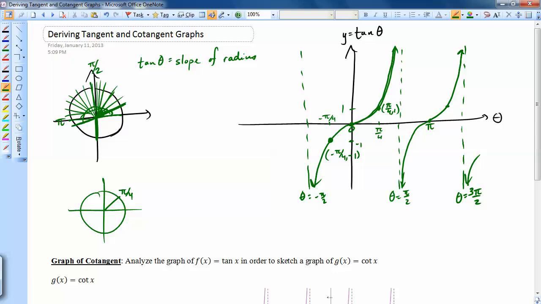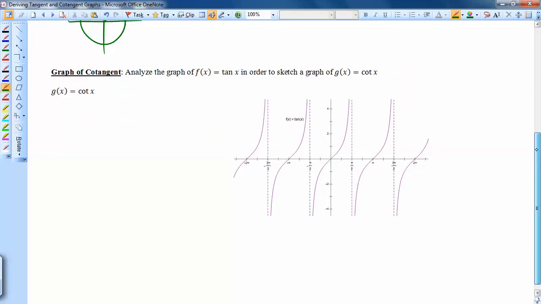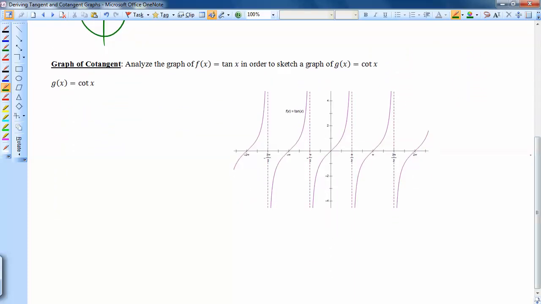So these 3 points are going to be the 3 points that you end up shifting and stretching around whenever you need to graph something like tan of pi over 2 times (x minus 3), stuff like that. Okay, so here's the graph of tangent one more time. And now we want to analyze this to get the graph of cotangent.